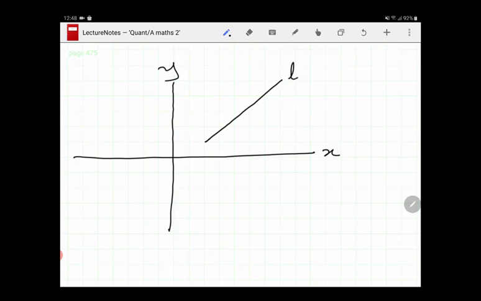Now, if I extend this line, then this line intersects the x-axis. Let us say that this angle is theta. So if theta is the angle made by the line with the positive x-axis, then the value tan theta is known as the slope of the line L. So the slope of line L is nothing but tan theta.